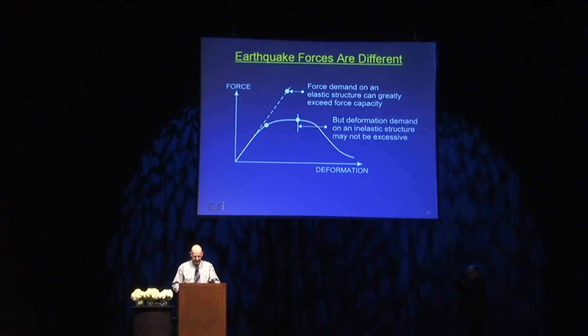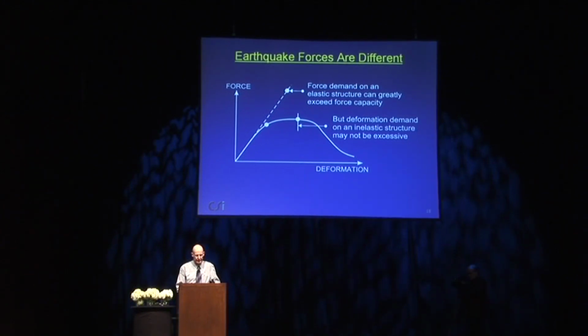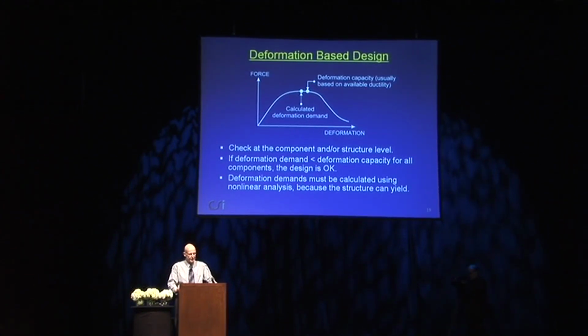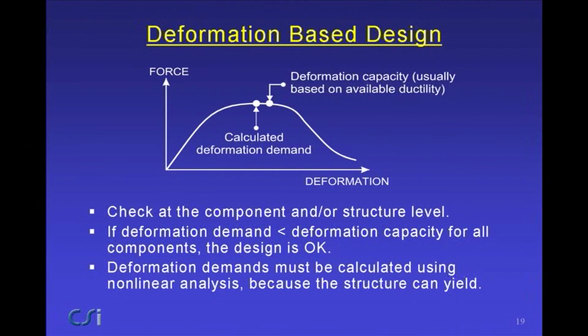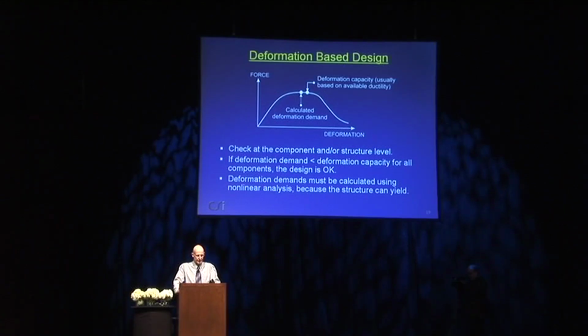And you will get some inelastic deformation well beyond yield, but this may not be excessive. If the structure has adequate ductility, the performance can still be satisfactory. So this gets us into deformation-based design, and the idea now is that you'll determine some deformation capacity, usually based on the amount of available ductility, and you'll calculate some deformation demand, and you check at the component or structure level whether the deformation demand is smaller than deformation capacity. If it is, the design is okay.